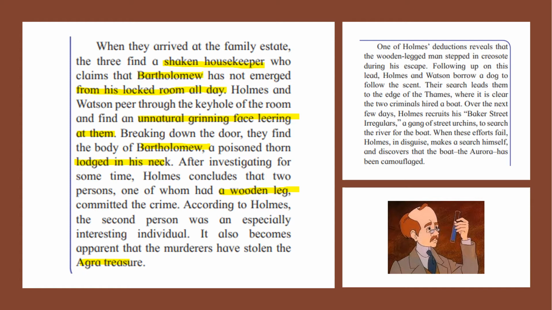So they decided to break open the door, and they find that Bartholomew is poisoned with a thorn lodged in his neck. After investigating for some time, Sherlock Holmes concludes that two persons, one of whom had a wooden leg, committed the crime. According to Holmes, the second person who committed the crime was an interesting individual. It becomes apparent that the murderers have stolen the great Agra treasure.